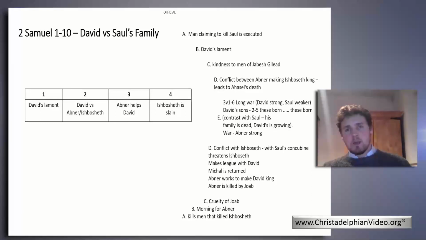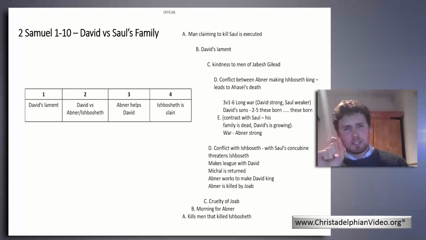And as we come in, we can see that David laments for Saul, and near the end of these 4 chapters, David laments or mourns for Abner. And then we have a contrast in the kind of the C passages where David is kind to the men of Jabesh Gilead because of what they did to the house of Saul, and took the body of Saul and the body of his sons and brought them back, whereas he reprimands Joab for his cruelty for killing Abner.